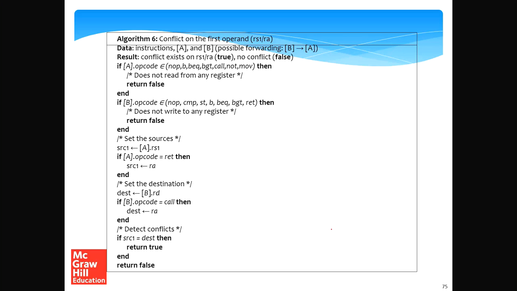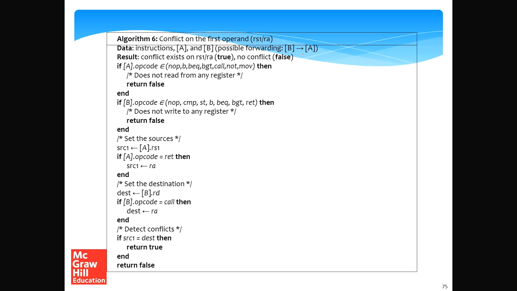So let's take a look at the forwarding algorithm, which is very similar to the conflict detection algorithm. Let's look at the conflict on the first operand, which is RS1 or RA. The input is the instructions A and B, and the possible forwarding is that instruction B is coming before instruction A. So B can forward some data to instruction A. If a conflict exists on RS1 or RA, we return true. Otherwise, if there is no conflict, we return false.